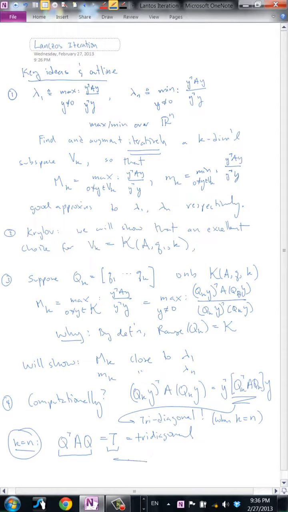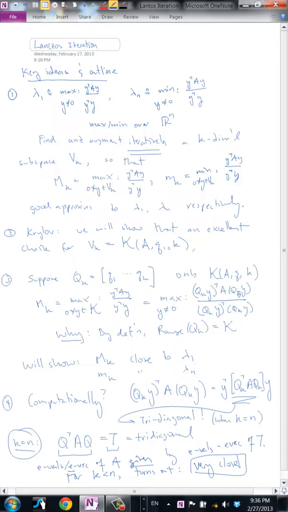Let me write this out. So for k equal to n, the eigenvalues and eigenvectors of A are given by the eigenvalues and eigenvectors of T. But for k less than n, it turns out that it's very close. And we'll make this precise and see exactly what this means. But these four points spell out the basic ideas in the development and also in the proof techniques for showing what the Lanczos iteration does and why we choose to do that.